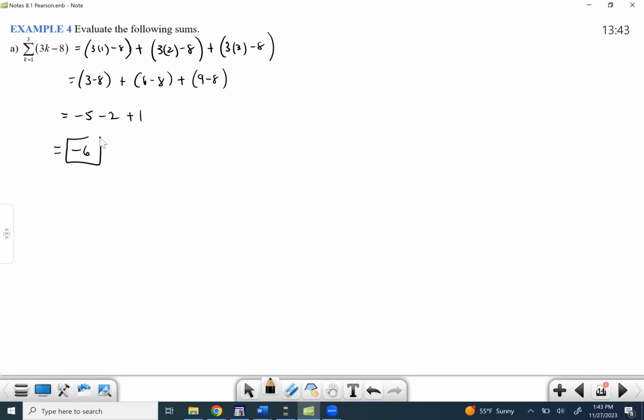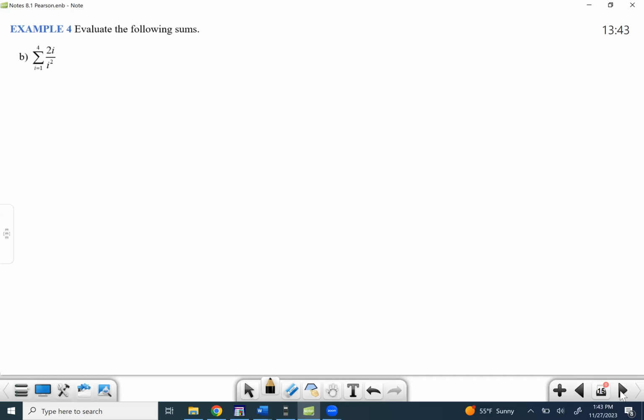We evaluated the sum. Okay, let's do it again, but maybe for a more complicated one. All right, so this time we're going to substitute in 1, 2, 3, and 4. Plus.